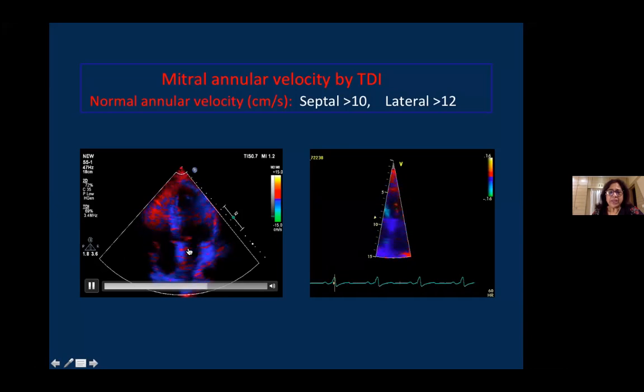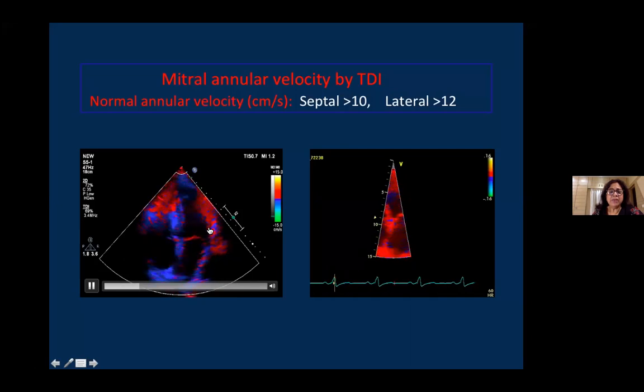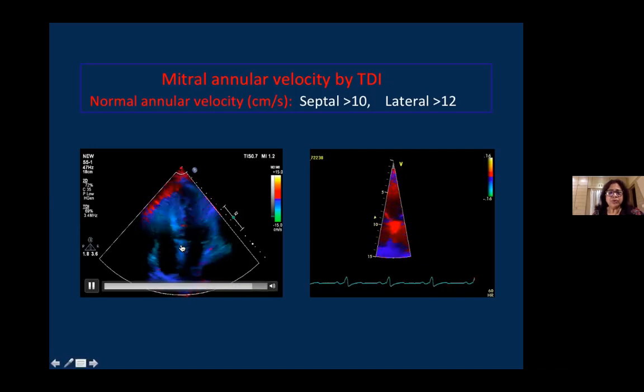In assessment of diastolic dysfunction, we will measure the annular velocity, the mitral annular velocity. Here, this is the mitral annulus. This we call the septal annulus, and this is the lateral annulus. This is a cut section of the apical four-chamber view, or cut section of the heart. This end of the annulus is called the septal annulus, and that end is called the lateral annulus. We will need both these annuli.